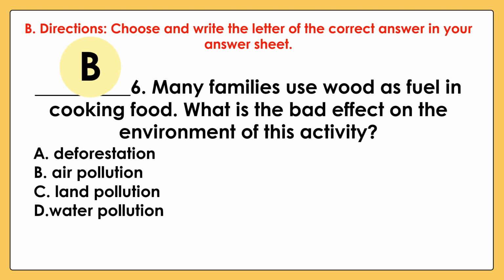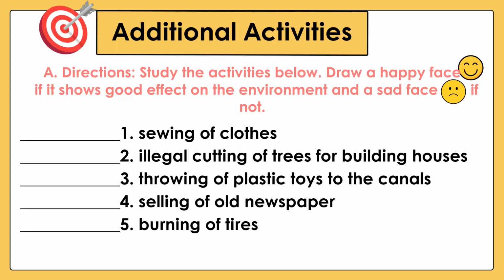Good job, kids! Let's have the last activity for this lesson. Directions. Study the activity below. Draw a happy face if it shows good effect on the environment and a sad face if not. Number 1, sewing of clothes. Happy face. Number 2, illegal cutting of trees for building houses. The correct answer is sad face.